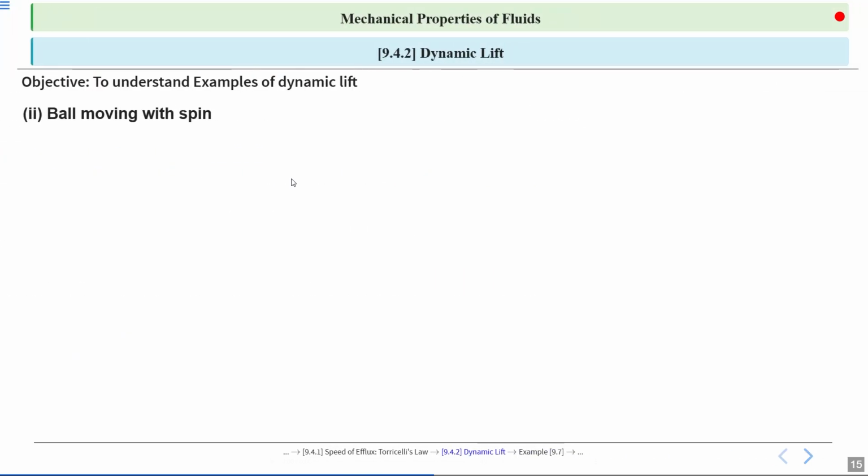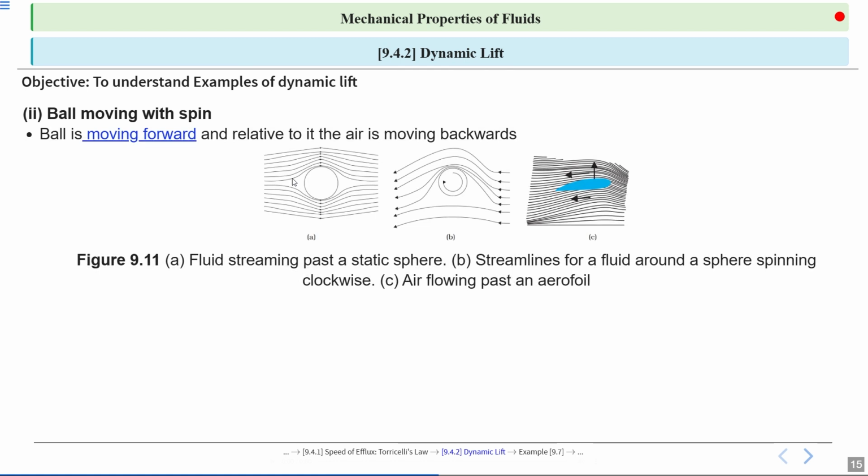Now, look at the figure, the ball is moving forward. Ball is moving forward. And from the ball's perspective, the air is moving backward. This is a key idea in physics called relative motion. It's all about how things move with respect to each other.